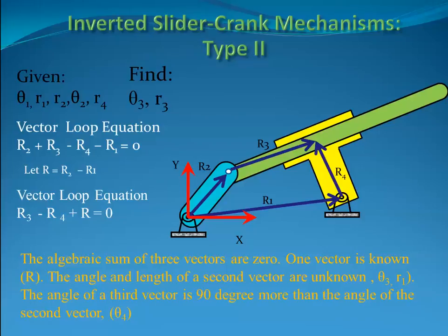Therefore, the angle of R4, which is designated by theta 4, will be the angle theta 3 plus 90 degrees. And as you have seen, we have used this relationship, in addition to the vector loop equation, in order to solve for all the unknowns of the inverted slider crank mechanism type 2.